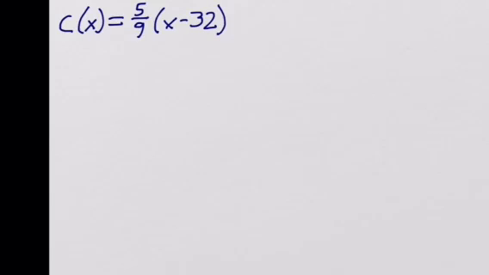So, first thing we're going to do here is talk about two functions. I'm going to talk about the function c of x is equal to 5/9 (x minus 32). You might recognize that formula, although you usually see it in a different way. That is the formula that converts a Fahrenheit temperature to Celsius.